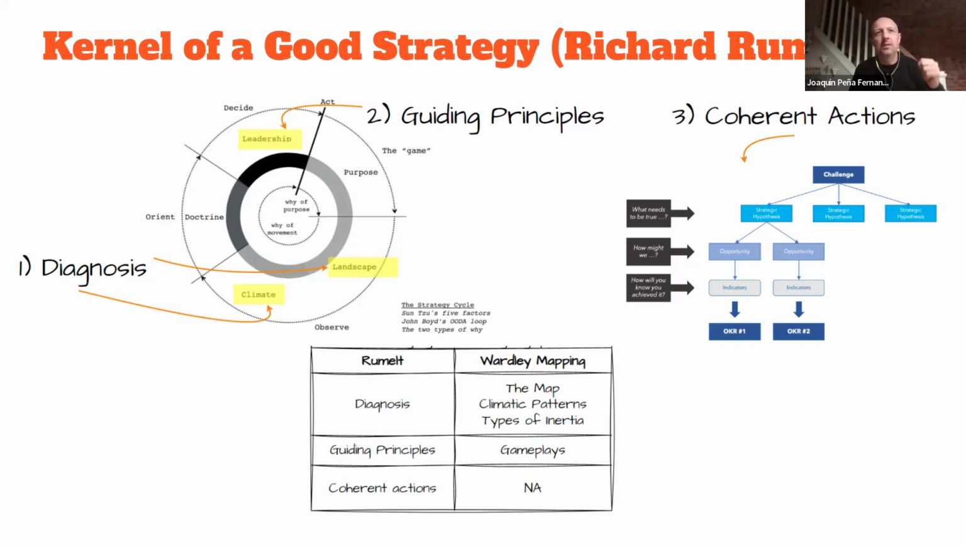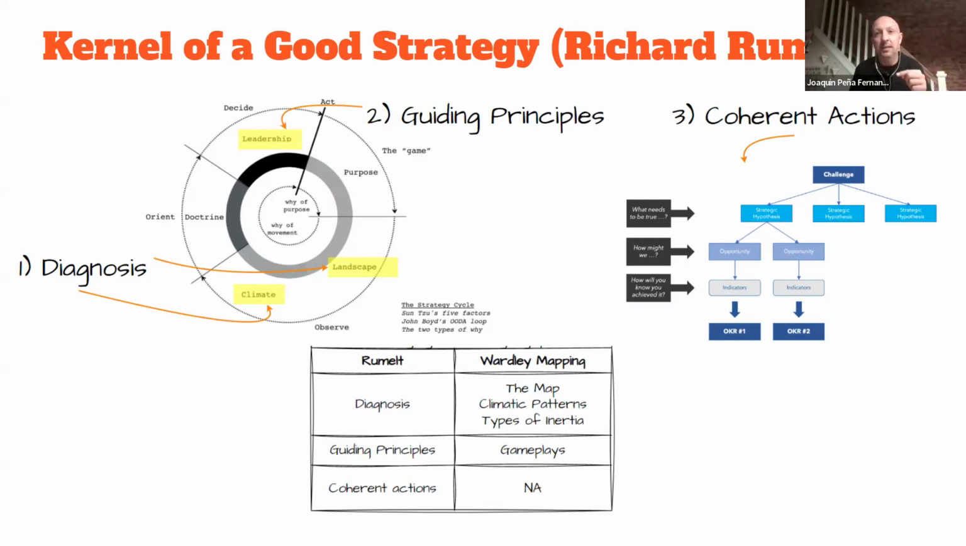iteration is important. So, talking about guided diagnosis, how do we do a diagnosis following the principles of Richard Rumelt when we are working with Wardley Maps? We do it with the map, that is the landscape, and the climate, that is the climatic patterns. And I have also added the type of inertia. You know that Wardley mapping contains 16 types of inertia that can affect a component or a company. They are also forces that can enable you to define what is happening in an organization.